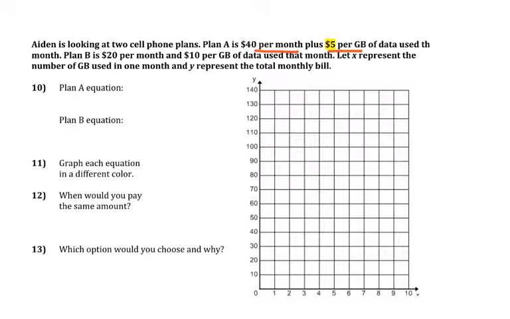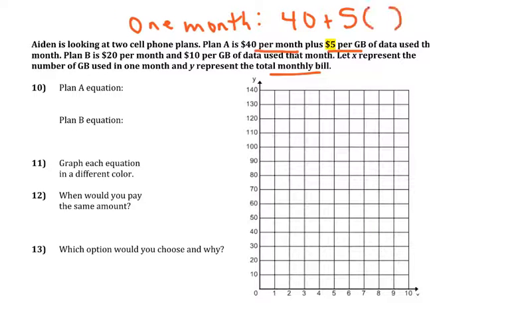Okay, so let's think about what's happening in 1 month. So we're talking about in just 1 month. What is Aiden going to pay if he's on plan A? Well, he's going to pay $40 no matter what, plus he's going to pay $5 for every gigabyte. So if he's using 1 gigabyte of data, he's going to pay $5 more. If he's doing 2 gigabytes of data, he'll do 5 times 2. And so that's where my variable is going to come in, because that's going to be what's changing.